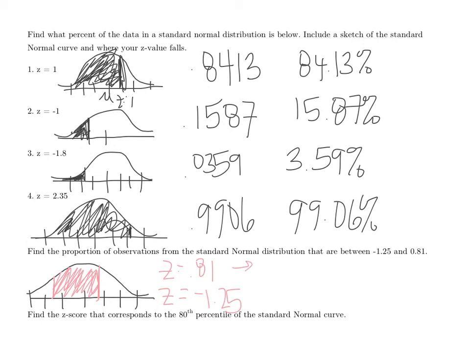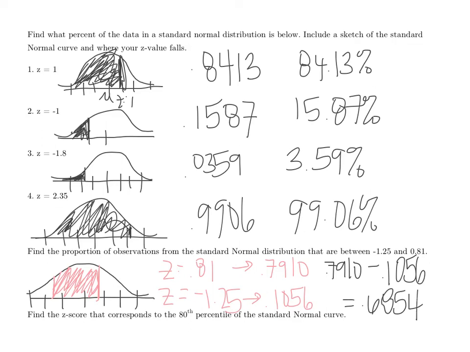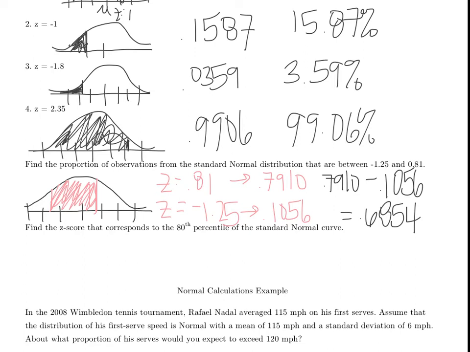Okay, this gives me a result of 0.7910. This gives me a result of 0.1056. Alright, so they have this overlap, which would be right here, because this finds the area to the left of 0.81, so from here all the way down. And this finds the area from negative 1.25 to the left. Okay, so that's your overlap. So all you have to do is subtract these. 0.7910 minus 0.1056, and you get a result of 0.6854, which means 68.54% of your data fall between negative 1.25 and 0.81.